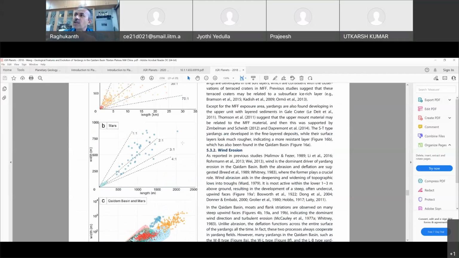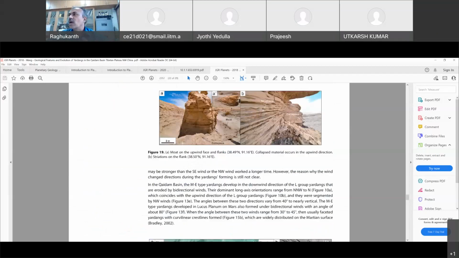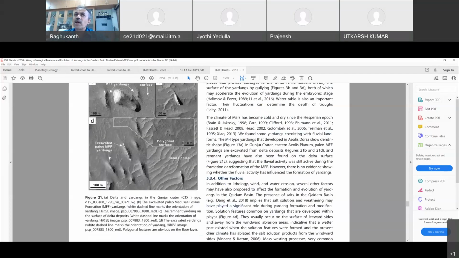So here, this paper is essentially about wind erosion of these mountains and others also. The geological word is Yardang, they say, but it is essentially wind erosion. The mountains got eroded due to wind, huge wind speeds and others also. So this is one typical paper.